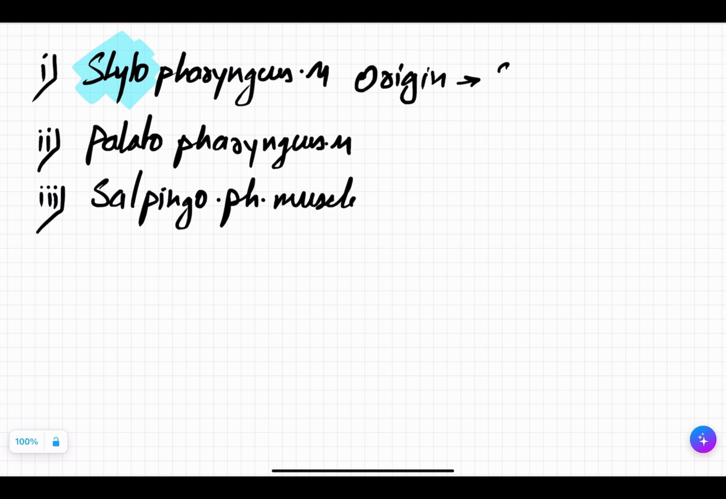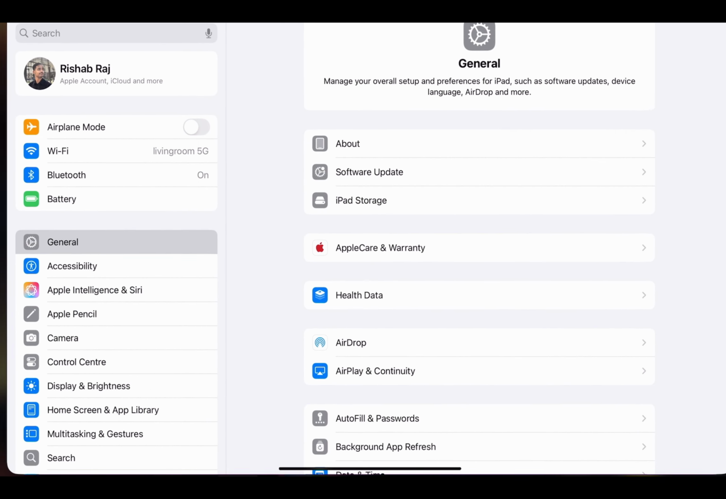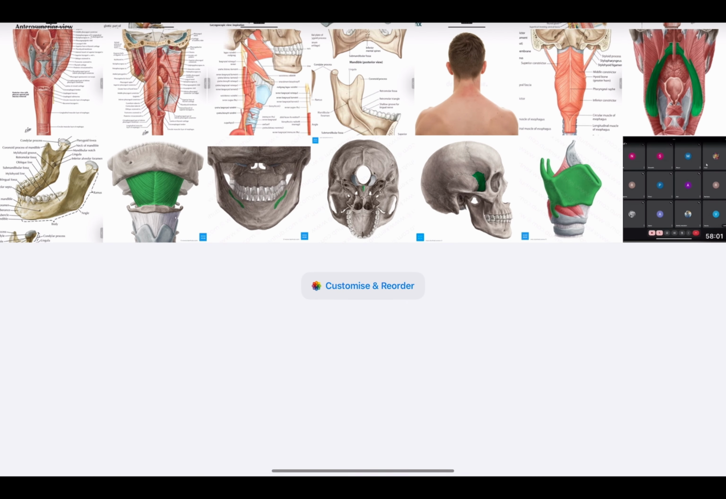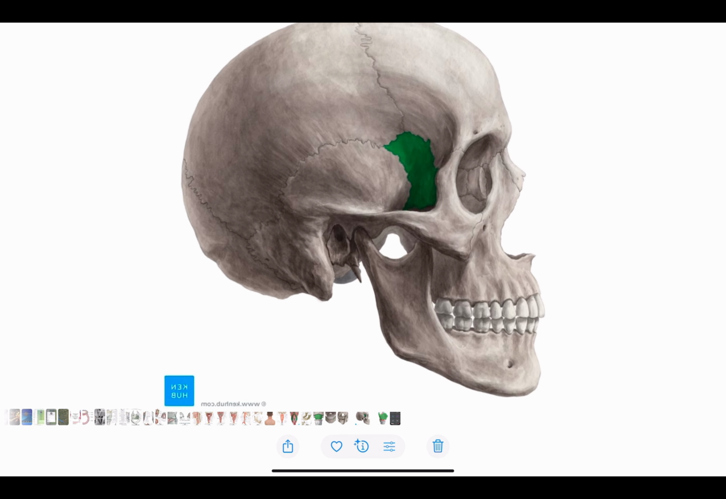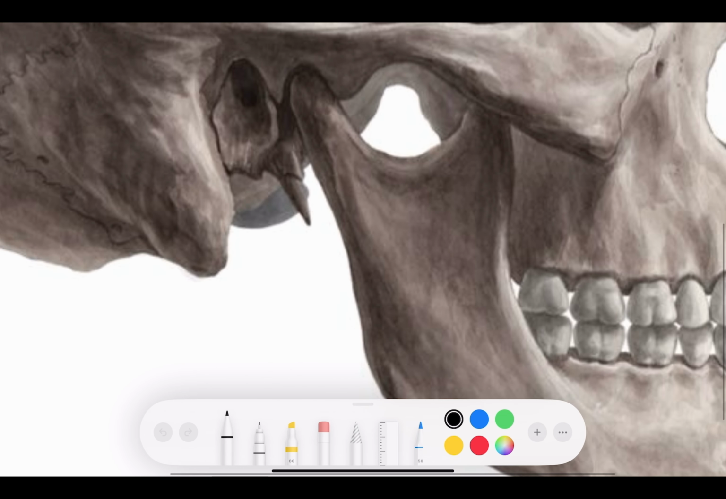Styloid process. What is styloid process? Do you know? Let me show you. Let's open the gallery. This is our skull. You see this? This one? This is your styloid process.